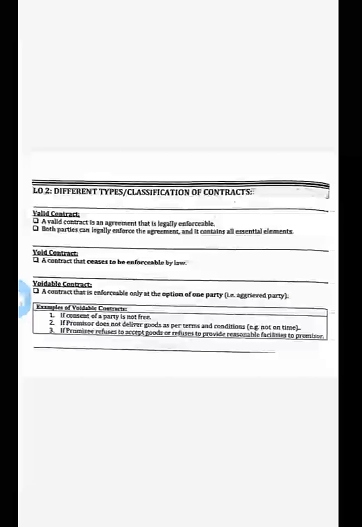So I hope you understood the contract and the essential elements of the contract. We will discuss them one by one in separate chapters, but I hope you understood the basic explanation behind them, and I hope you understood the different types of contract.